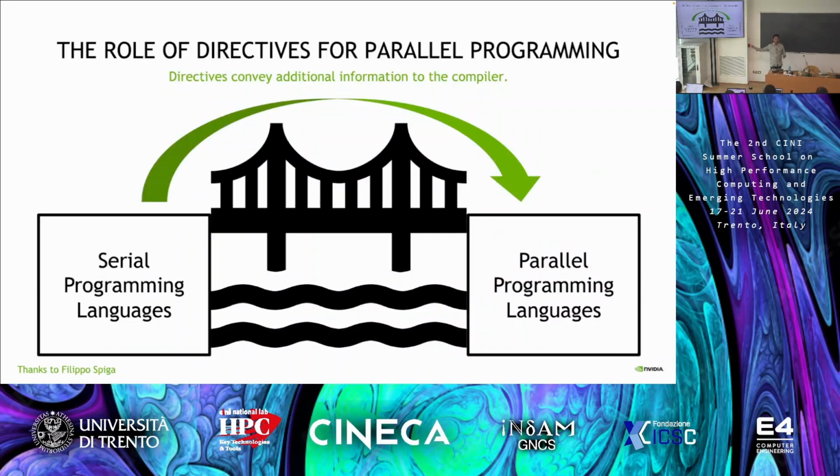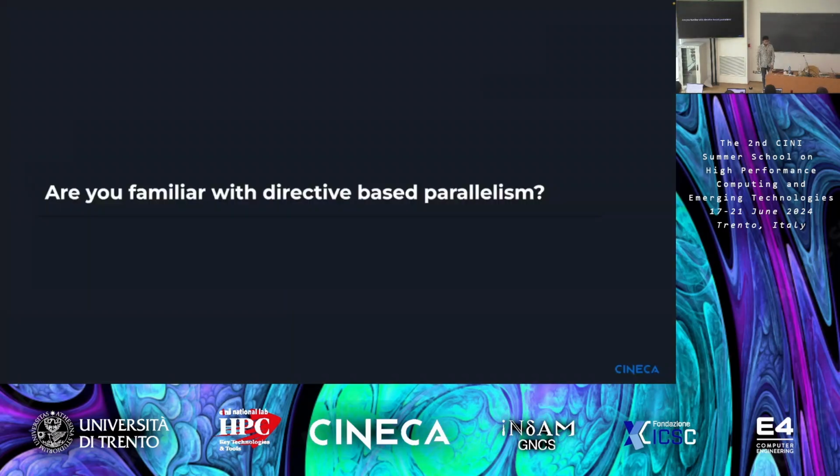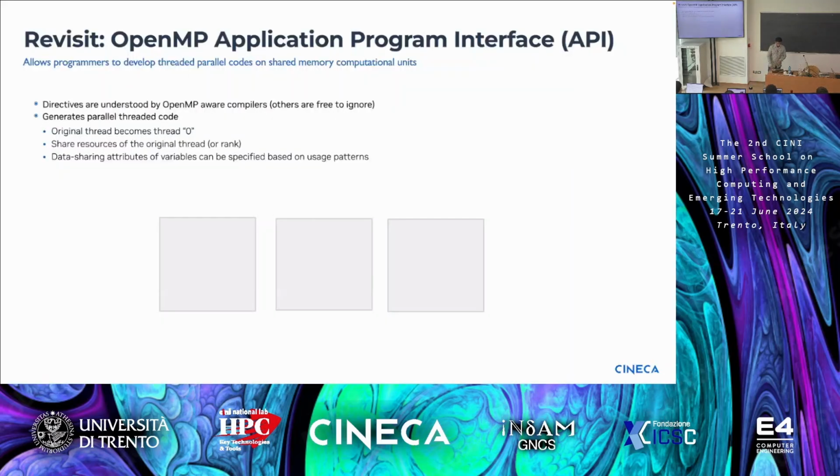And you really want to fill this gap, right? So in order to cross this bridge, you can take a different path. But the easy path could be OpenACC, OpenMP. Question: are you familiar with the directive-based approach to parallelism? No? Kind of? Okay, I think you are, right?